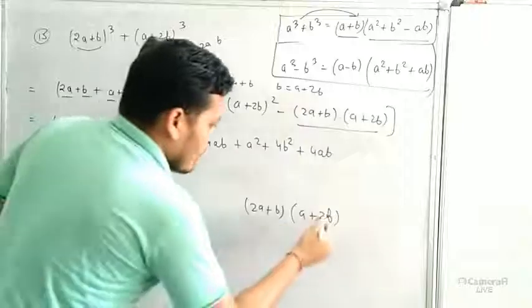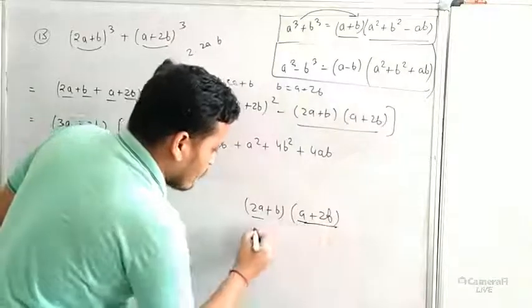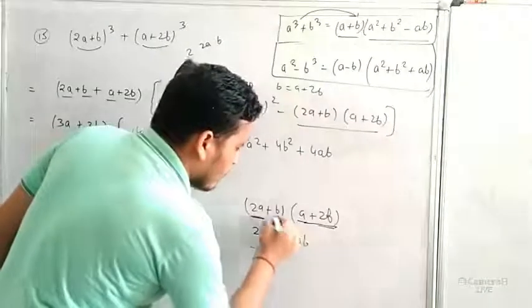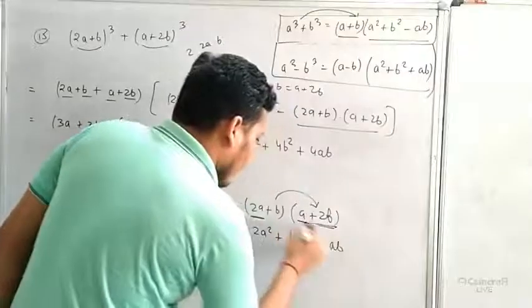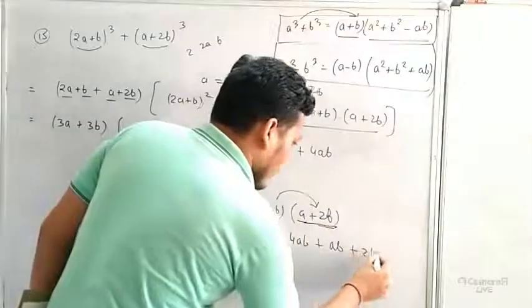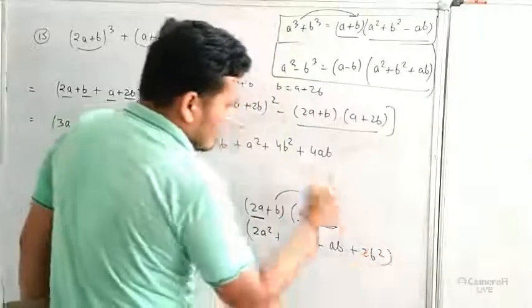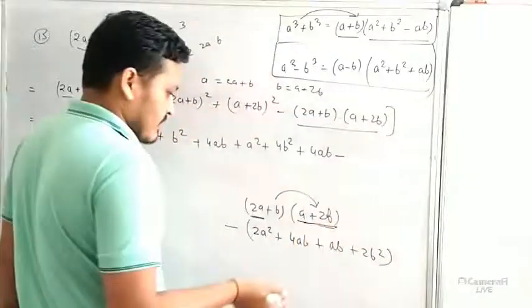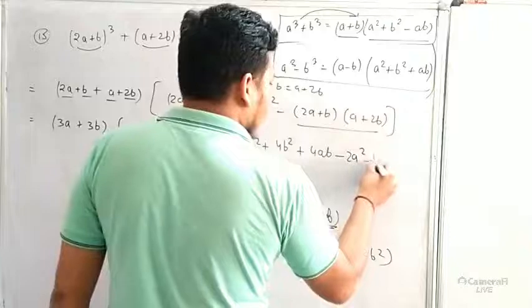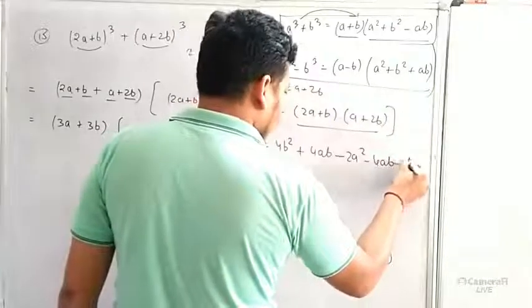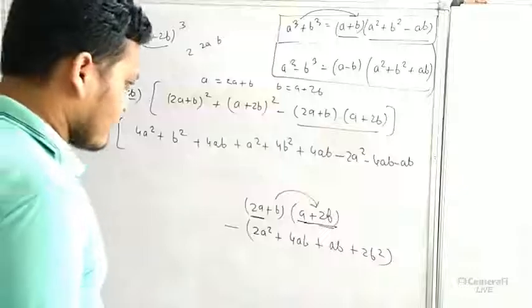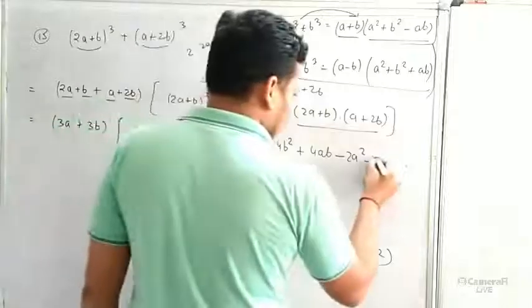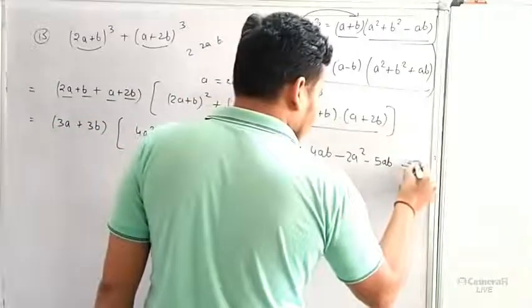So 2a plus b, multiply 2a first with the whole bracket: 2a square plus 2a times 2b, 2 times 2 is 4ab. Next b multiplied with the whole bracket: plus ab, next b times 2b, plus 2b square. It is in the bracket and the sign is negative, so when a negative sign multiplies the whole bracket, all the terms' signs are reversed. So minus 2a square minus 4ab and minus ab. 4ab and ab make 5ab, so minus 5ab, and next minus 2b square.